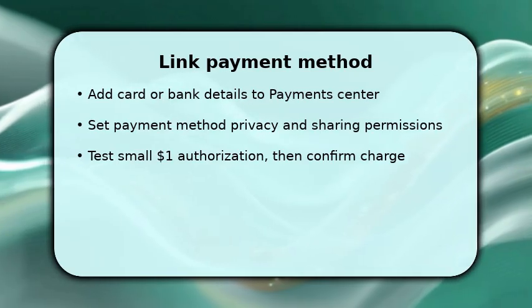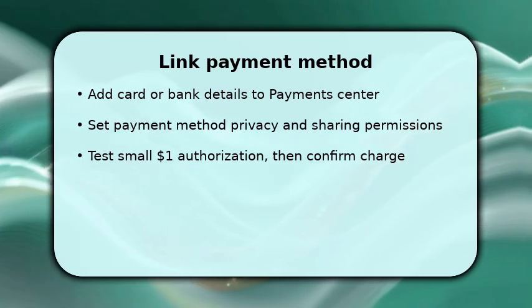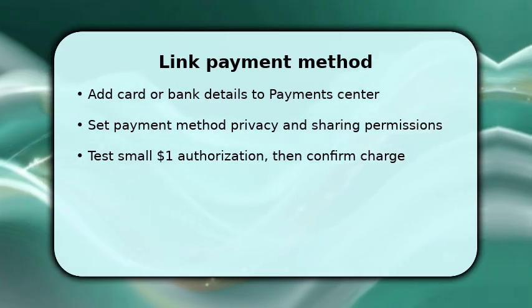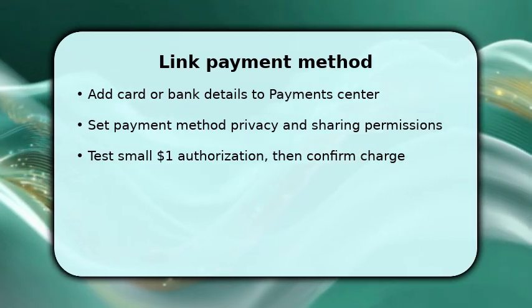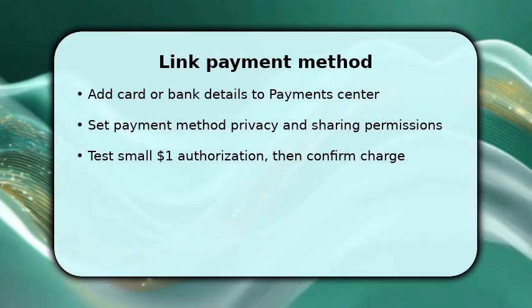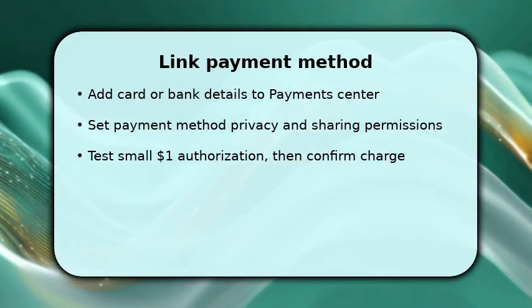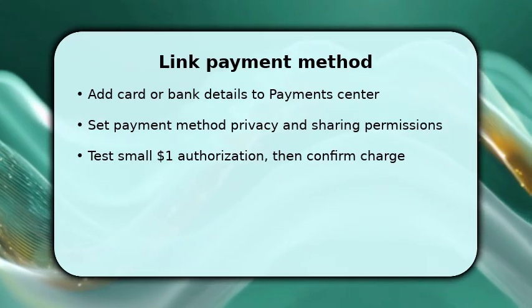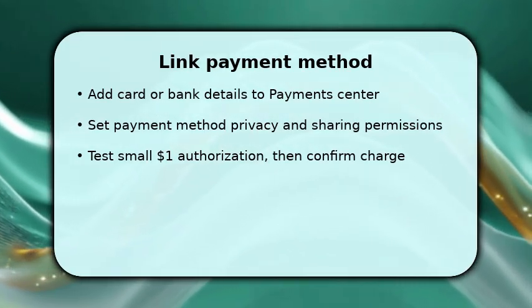Go to Payments.Google.com, choose Payment Methods and add your card or bank account. Once added, adjust permissions. Decide whether the method is usable only by this account or shared across family or business groups. To verify, authorize the small $1 or micro charge and confirm the code or amount so Google marks the method as verified. Doing this reduces friction at checkout.